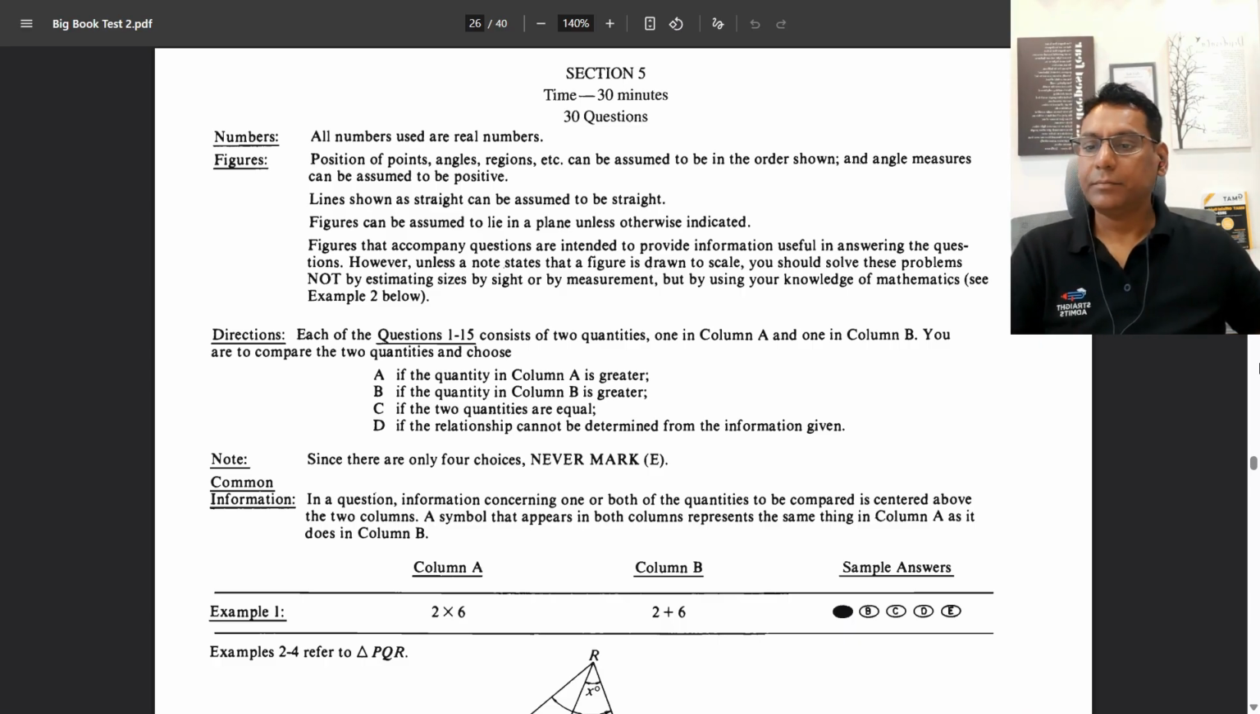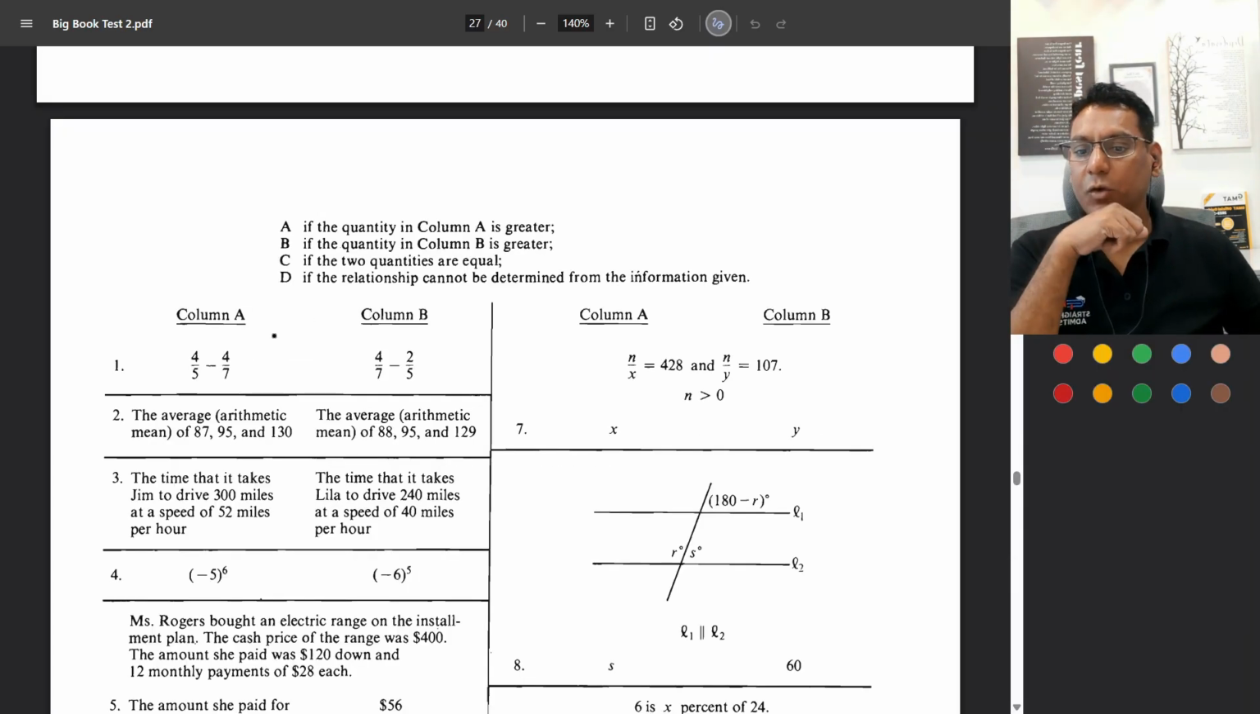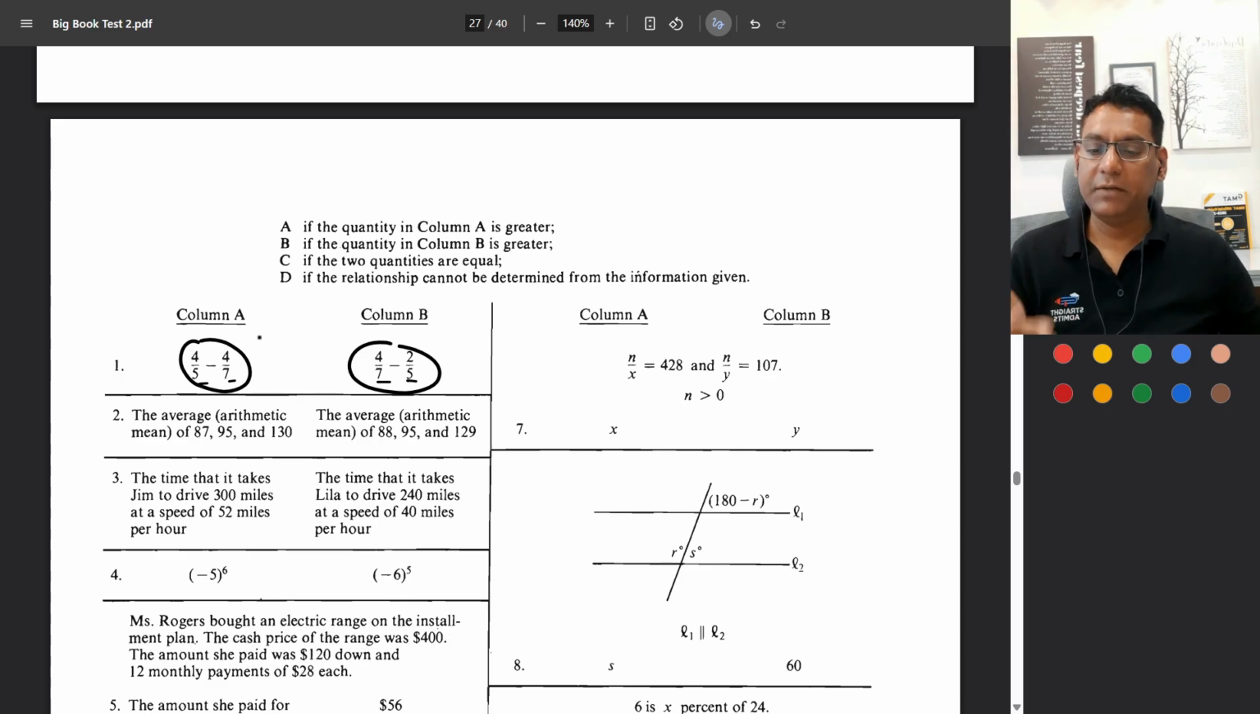All right. Test 2, section 5, 30 questions, 30 minutes. Quantitative comparison, this quantity versus this quantity. Let's see, 4 by 5 minus 4 by 7. One thing I notice here is that both of these are 7, 5, 7, 5. So let's find everything in terms of 35 as denominator.